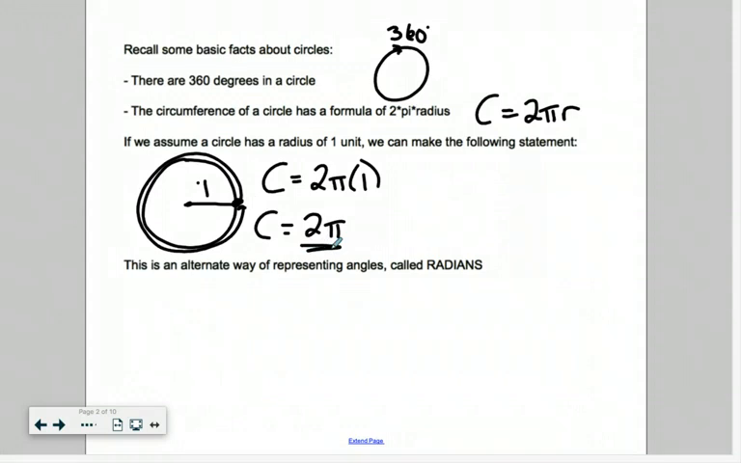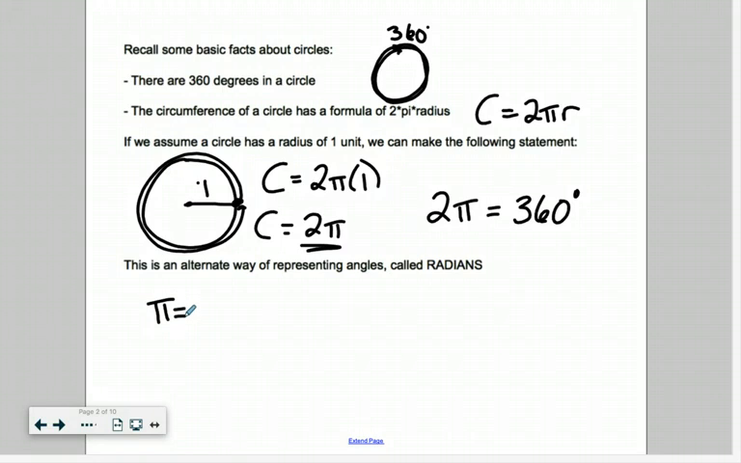But we've also talked about the fact that going all the way around the circle is how many degrees? 360. So what that means is that 2 pi is equal to 360 degrees. Going all the way around a circle is 2 pi, like the circumference, assuming that the radius is 1, and going all the way around the circle, you have 360 degrees. So you can make this statement that 2 pi is equal to 360 degrees, or if you simplified that a little bit more, pi is equal to 180 degrees. So this is another way of representing angles. Instead of talking about 360 degrees, we'll talk about it as 2 pi. Instead of talking about 180 degrees, we'll talk about it as pi.